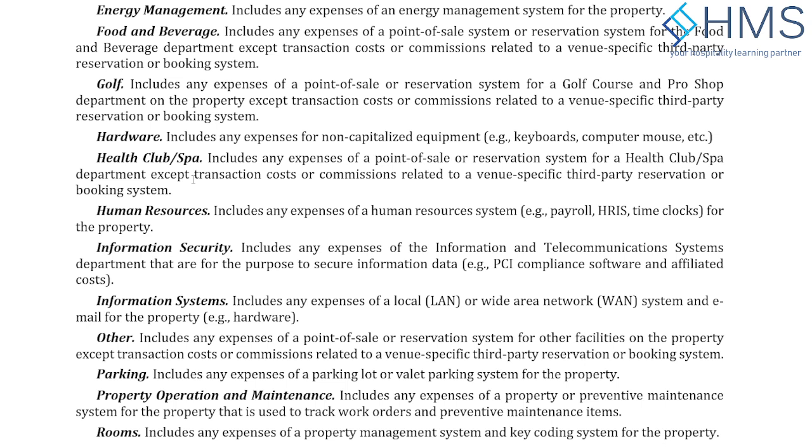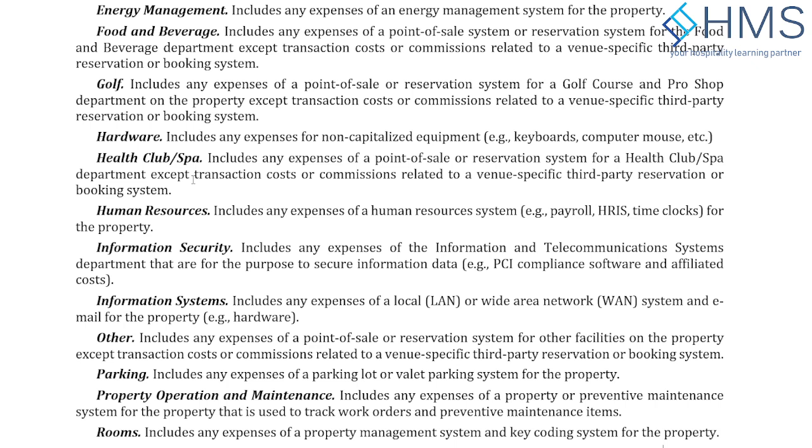Then there is an important line here which needs to be mentioned, which is hardware. It means the hardware which is non-capitalized, which is the keyboards, computer mouse, any small memories, DVD drives, which are used as hardware for providing or maintaining these services. So the cost of that will be going into the hardware. It can be used by any department, so it doesn't have to be by one department. Any department using such hardware will go into this hardware line, so that it's easy to understand how much money the hotel is spending on the hardware, right?